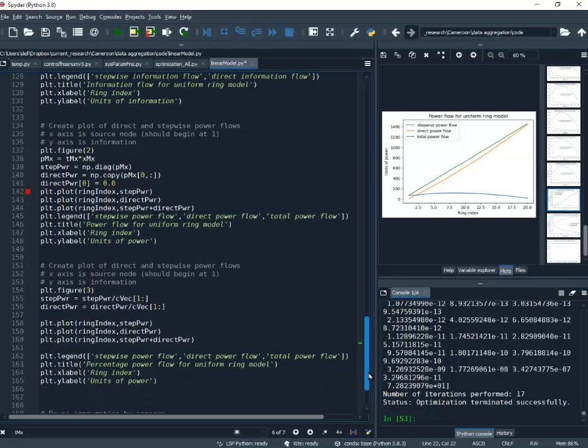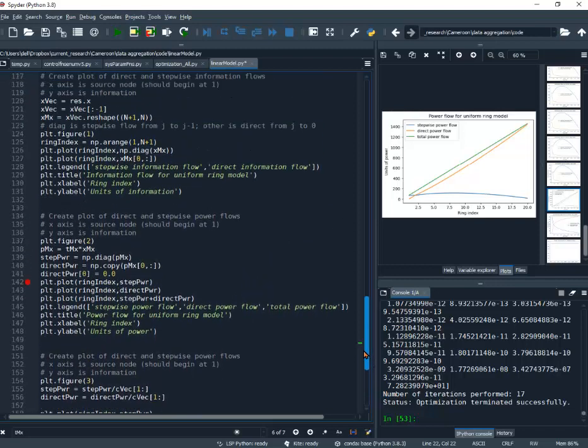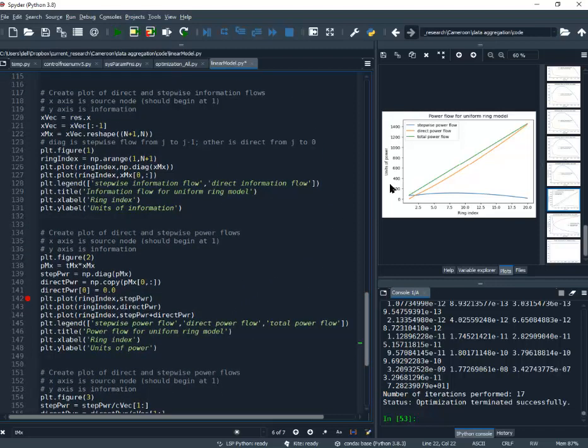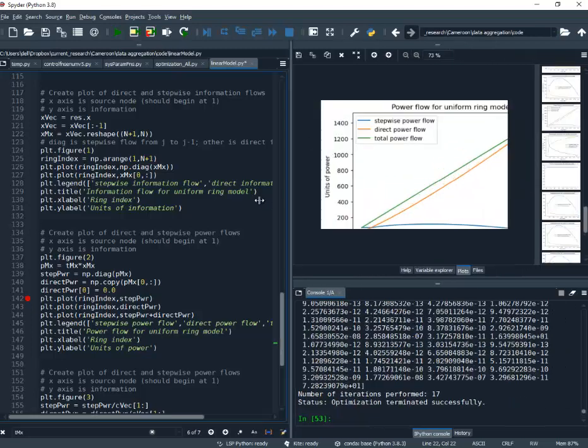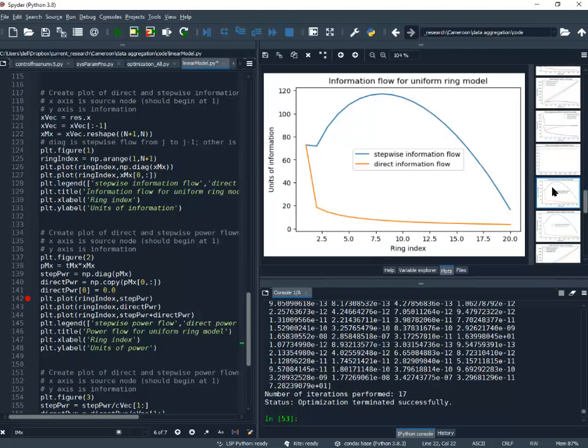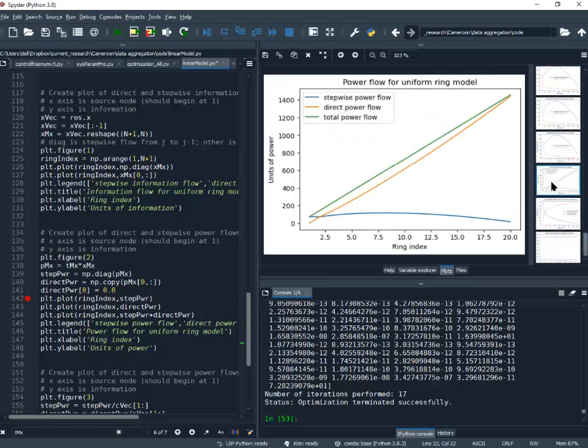And down here we have several plots. You can see them over here. This is the information flow, so we had that before. This one down here is power flow, stepwise power flow and direct power flow. You can see most of the power flow is direct.